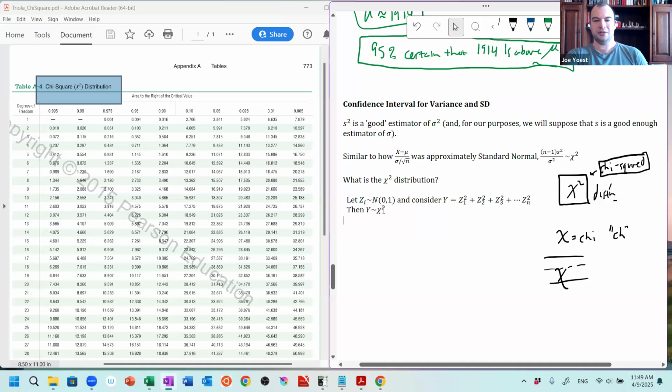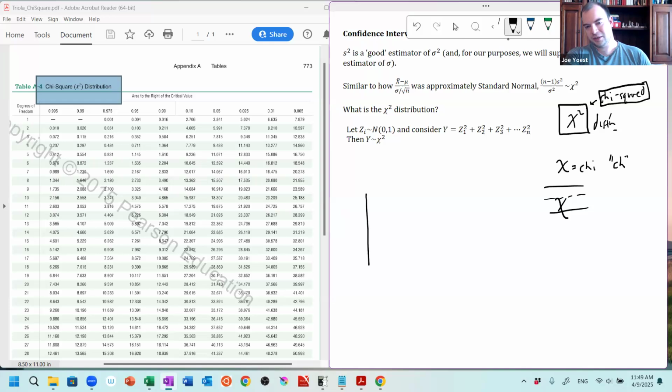That's what a chi-squared is with, I think this is with n minus 1 degrees of freedom, if I remember right. Might be with n degrees of freedom. But that's what a chi-squared is. It's adding up normal distribution squared, standard normal squared.